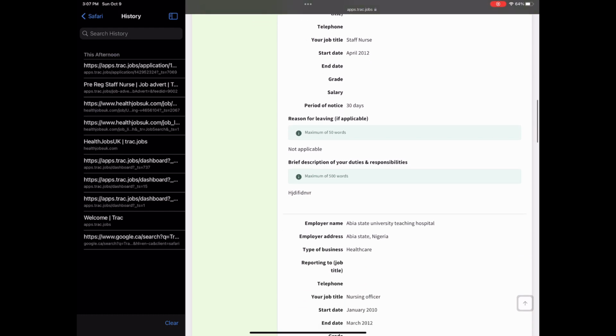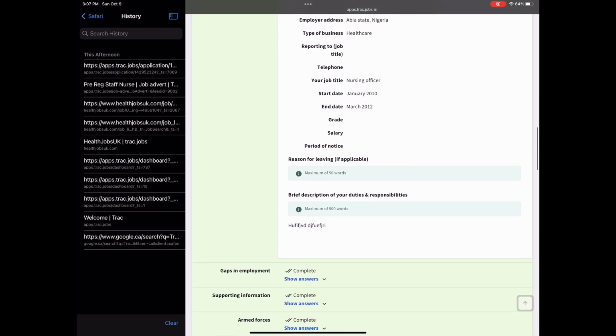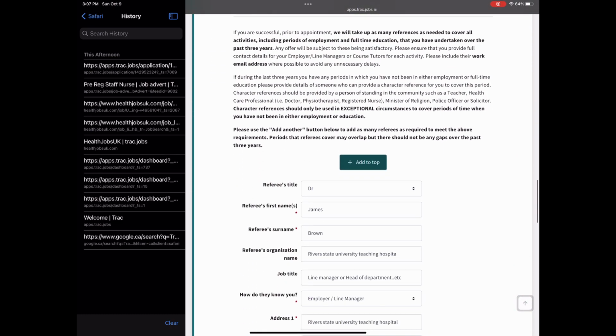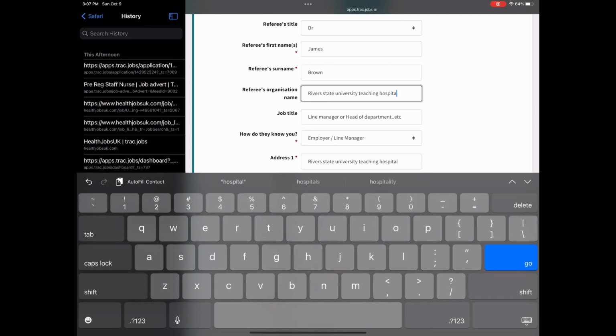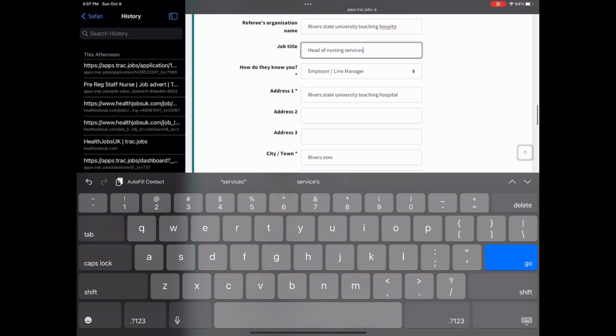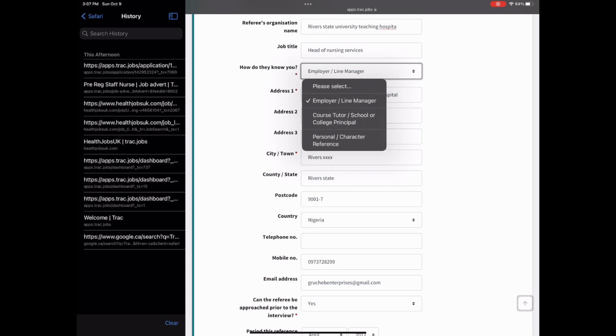Now, we're saying that it covers from April 2012 till November 2022, because don't forget the period of notice you already gave. You mentioned that your period of notice is for 30 days, right? That's 1 month. So if you're applying today, it means if you get the job today, you have to give them 1 month notice. So meaning your reference should cover till the next month. You get. So you put their name, the referee's name, surname. The referee's organization name is the name of the hospital. Their job title, you impute it, head of nursing services or whatever their job title is.